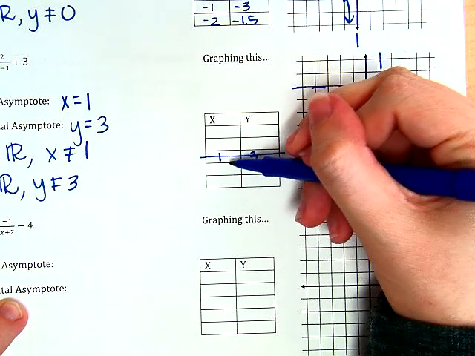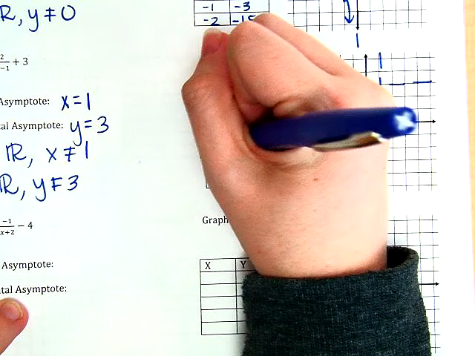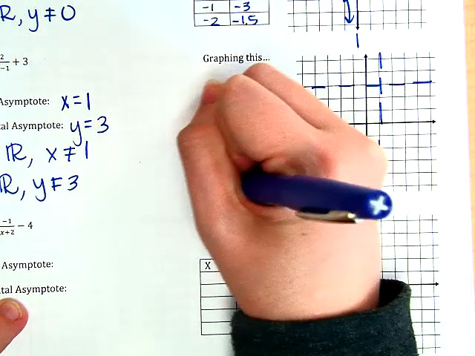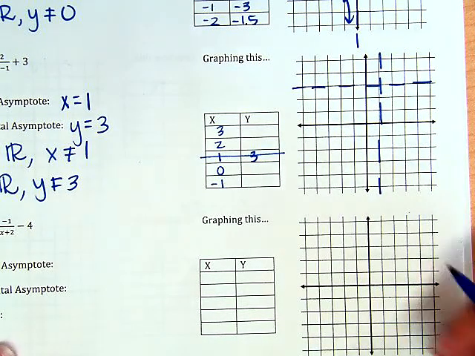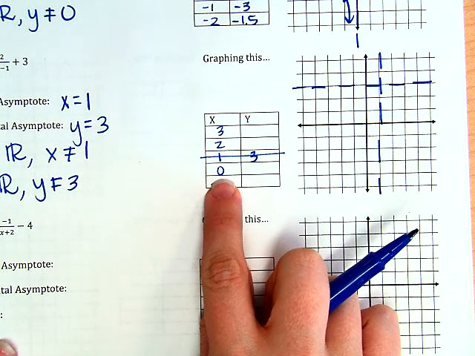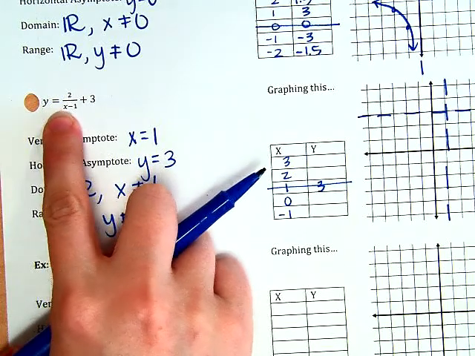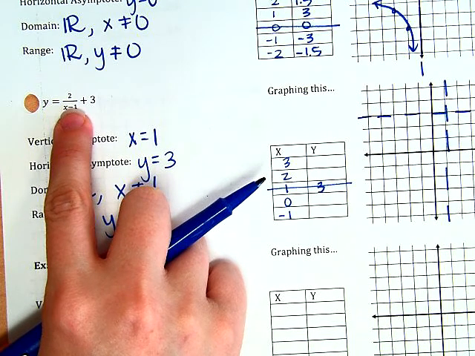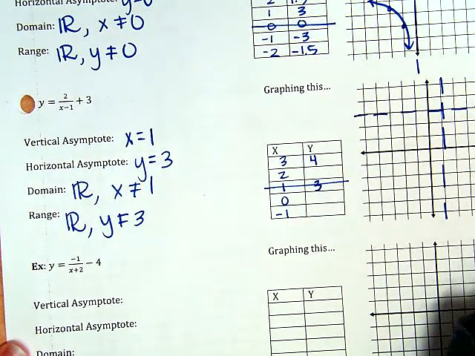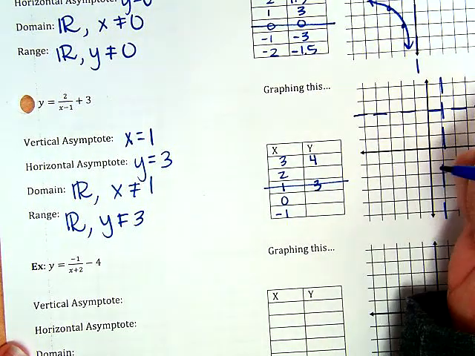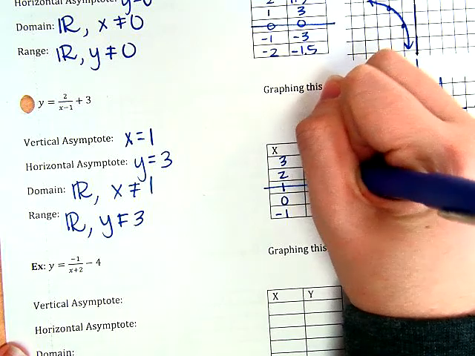Now from there, I'm just going to pick x values. So I'm going to go up from here, 2, 3, and down, 0, -1. And so if I plug in numbers, I do 3 minus 1, I get 2. 2 divided by 2 is 1, plus 3 gives me 4. Oops, I did the wrong one, didn't I? 3 minus 4, that goes with that one.